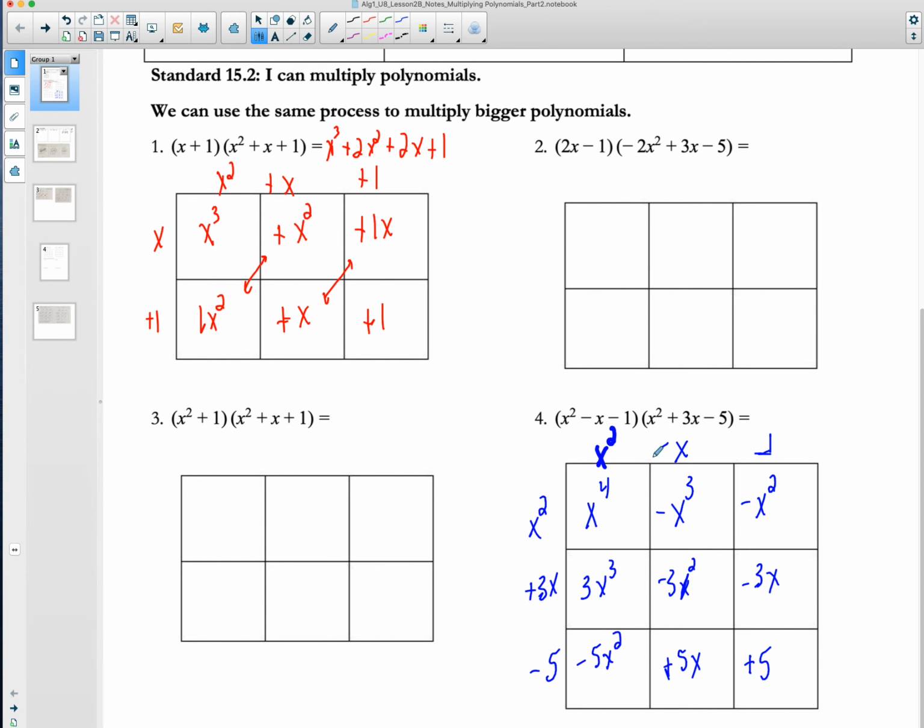Now notice, we're not missing any powers of x here. So our diagonals are like terms like before. So if I write all those out, I would have x to the 4th. Then 3x cubed minus x cubed would be a positive 2x cubed. Negative 5x squared minus 3x squared minus x squared would be a minus 9x squared. And then 5x minus 3x would be a positive 2x. And then we just have that lonely little 5 right there.